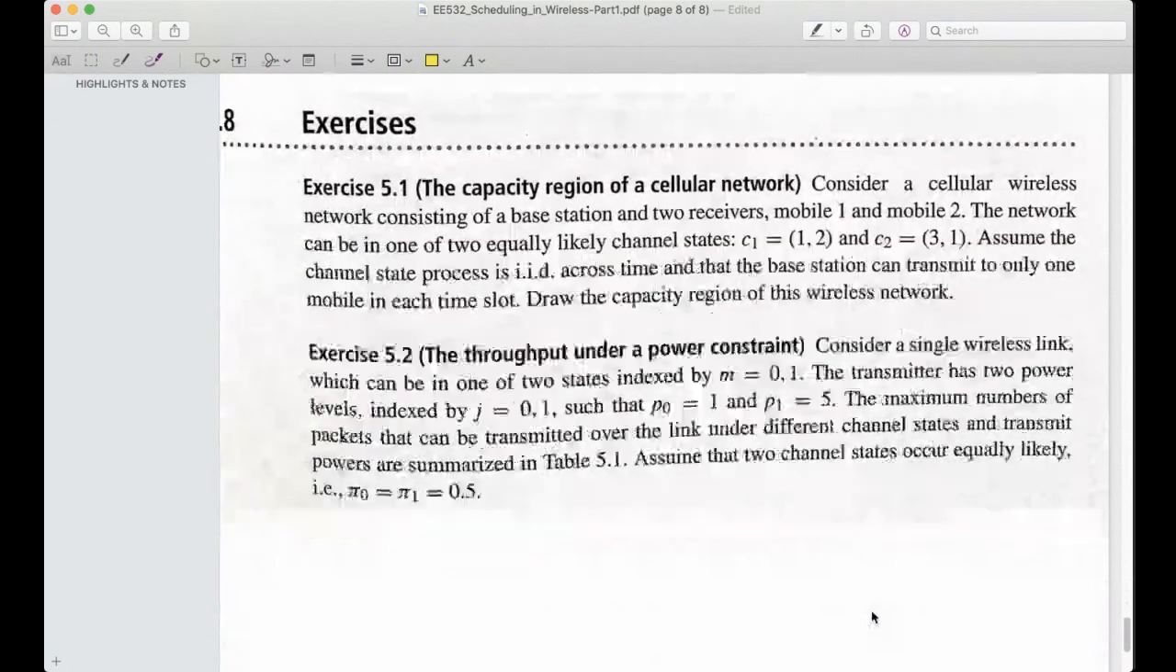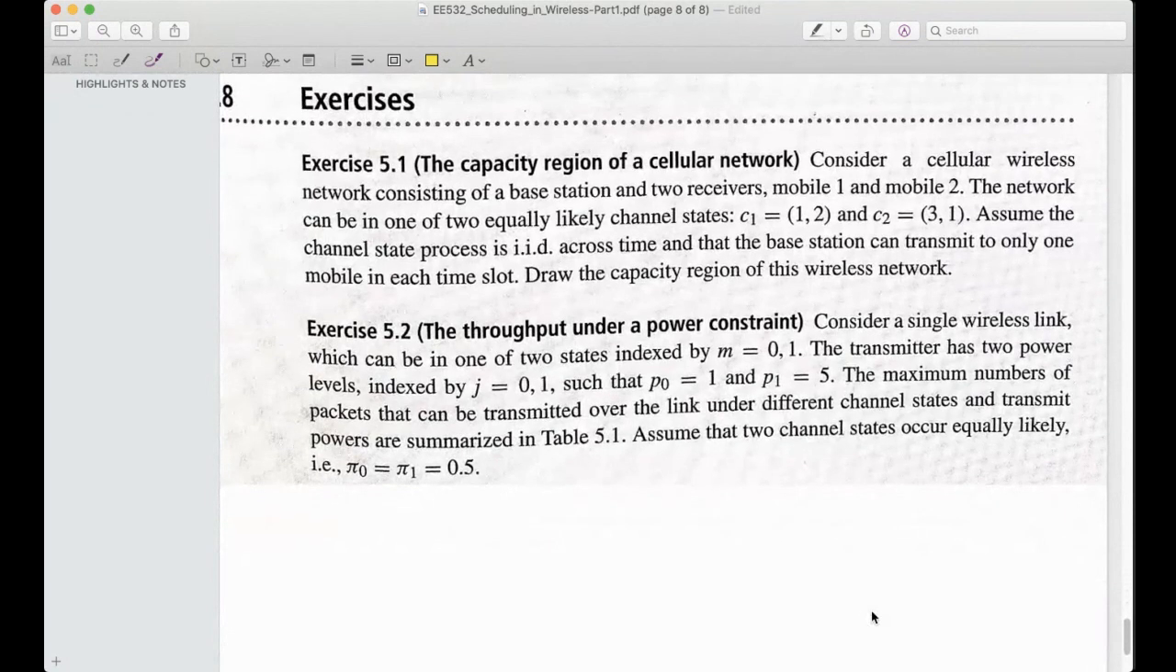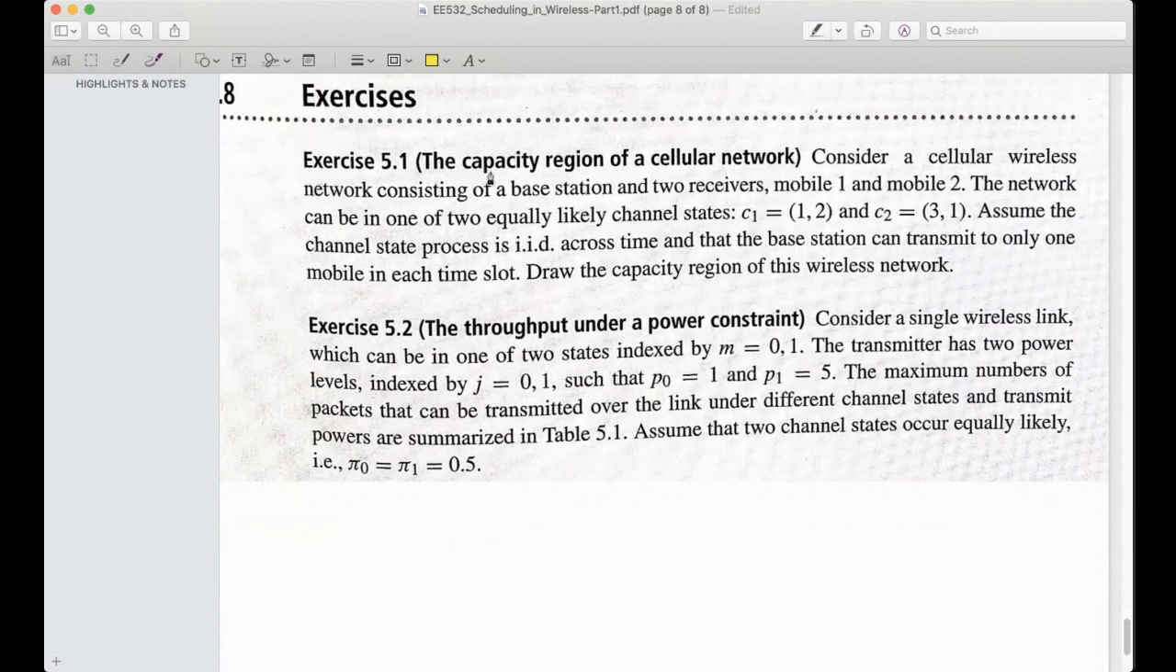So to finish this discussion, I want to take a quick look at exercise 5.1 from the textbook. The capacity region of a very simple cellular network scenario, consisting of a base station and two receivers, mobile 1 and mobile 2. The same scenario we've been considering throughout this lecture. Except now, the channels are not on-off. There are two channel states that are equally likely.